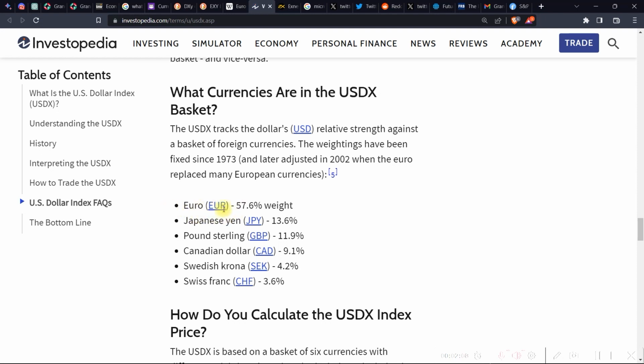You can see the euro here is the biggest single contributor, contributing over half of the weight of the dollar index. This essentially means half of the dollar's strength or weakness is affected by the strength of the euro. You should understand that because the EURUSD is highly affected by the strength or weakness of the dollar, since the euro is very heavy in the dollar index.